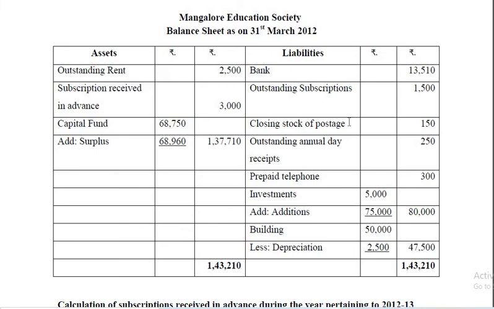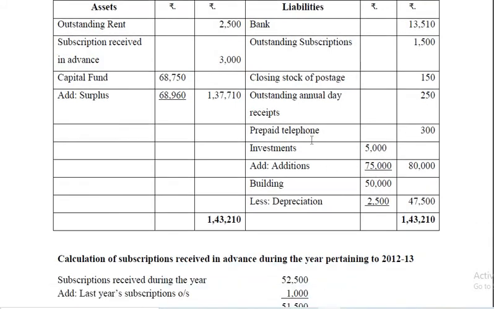Closing stock of postage stamps 150. Outstanding annual day receipts 250. Any adjustment, it must be treated twice. Therefore, once in income and expenditure account, once again here because that is receivable income. Prepaid telephone expenses, so 300. So it is as good as paid in advance. Investments 5,000. Then additions during the year 75,000, together 80,000.